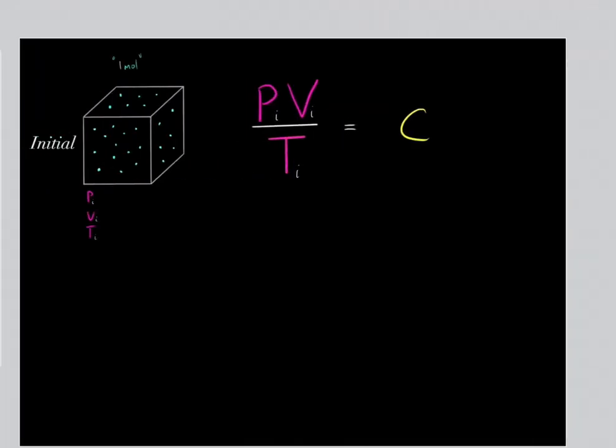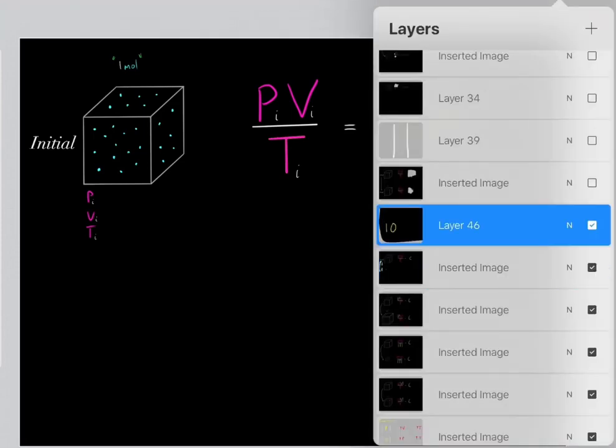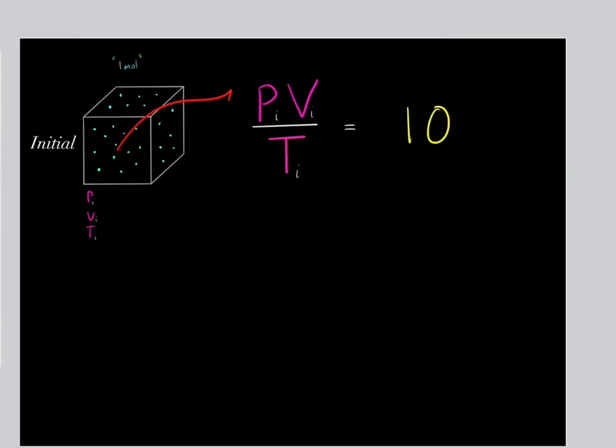So the key point: as long as the number of moles is constant, if we take the pressure multiplied by the volume and divided by temperature, it's going to equal a constant. And to make this a little more concrete, let's put in a number. Let's say we took the pressure multiplied by the volume and divided by the temperature, and that equaled 10.